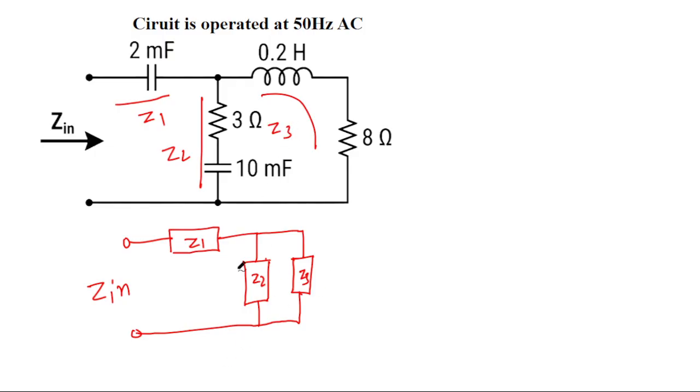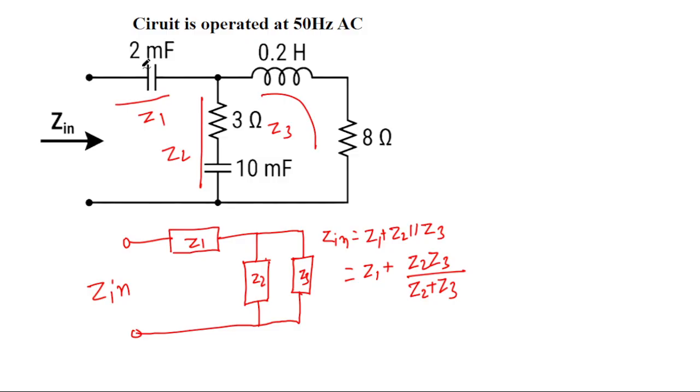So the equivalent impedance can be found like a resistive circuit. Zin will be equal to Z1 plus Z2 parallel Z3. That is, Z1 plus Z2 multiplied by Z3 divided by Z2 plus Z3. So the equivalent impedance can be found by this. Let me check all of this: Z1, Z2 and Z3.